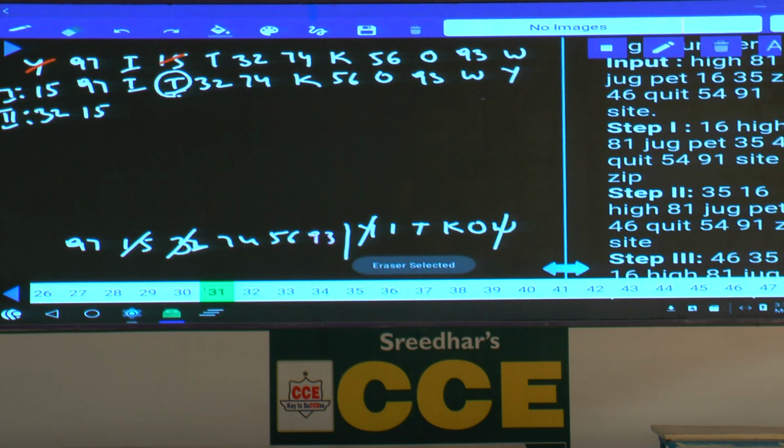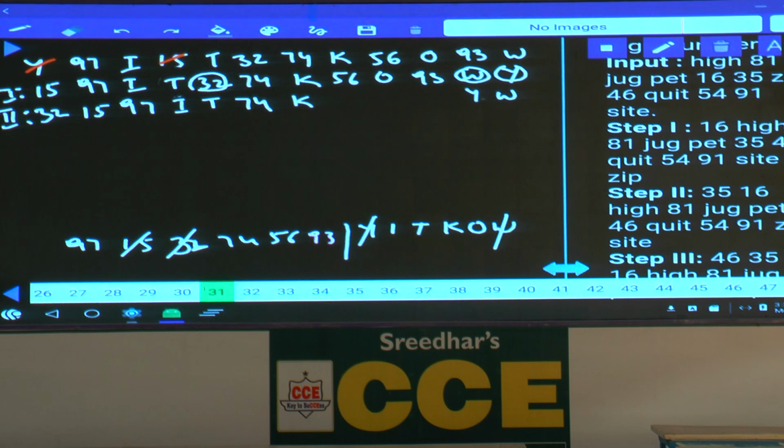Now Y and W must be shifted in these two places. Now Y shifted to this place, and W will be shifted to the next place, isn't it? Hence Y and W, these two were also completed. All the remaining should remain at the same place. Now what are the remaining elements? Tell me here. The remaining elements: 32, 15, 97, I, T, then 32 have already been done. Then next one 74, K, 56, O, 93.